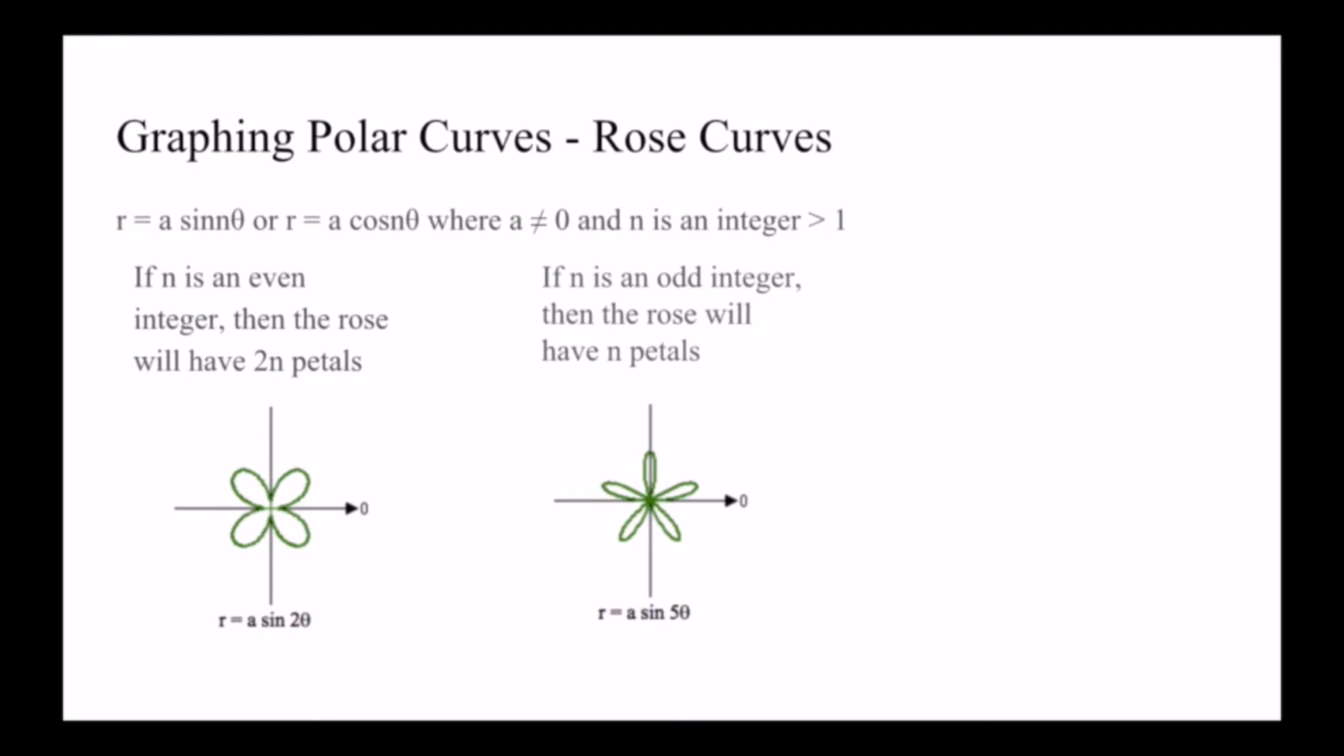So this curve is called a rose curve and is represented as r equals a sine n theta or r equals a cosine n theta, where a does not equal 0 and n is an integer greater than 1. If n is an even integer, then the rose will have 2n petals, so if the equation is r equals a sine 2 theta, it will have 4 petals, and if n is an odd integer, then the rose will have n petals. So for example, if the equation is r equals a sine 5 theta, it will have 5 petals.